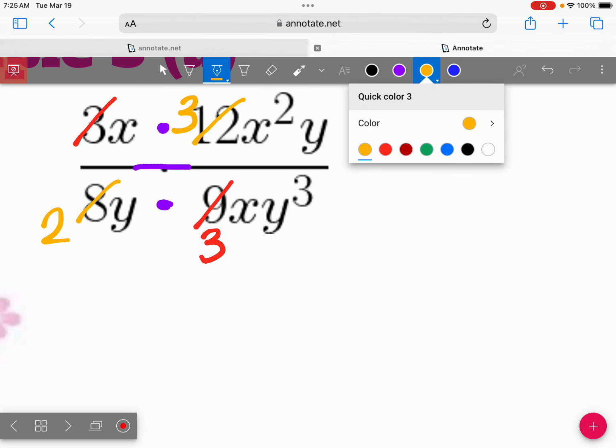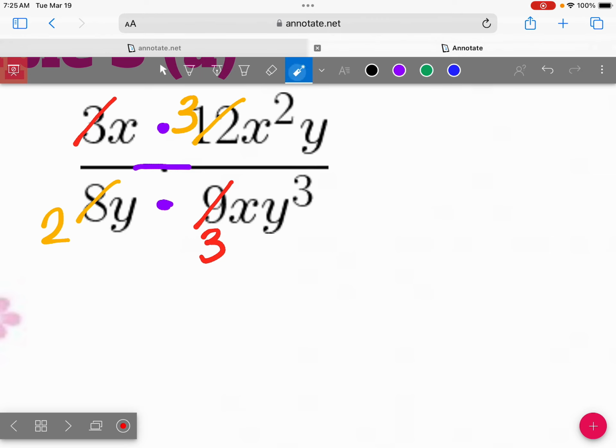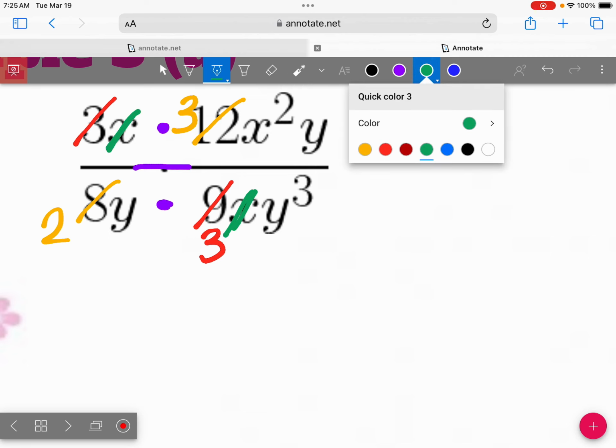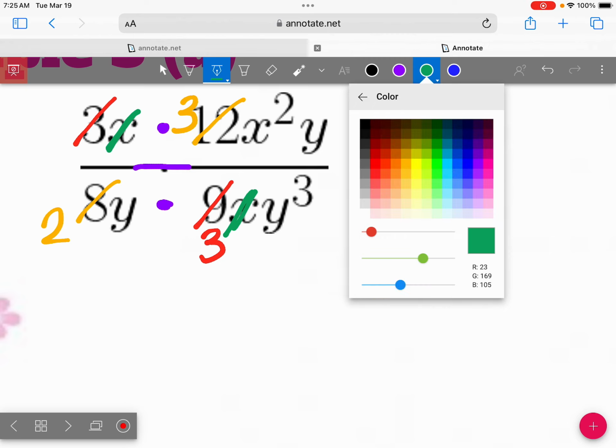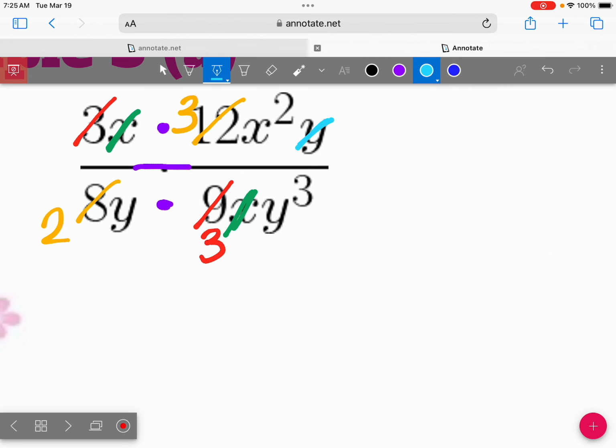Anybody see anything else we can get rid of? X squared. Yeah, I'm going to go with just x here and just x here. So I've got a just x here and a just x here. And then I see the y. I can do that one too. I'm going to take that one and that one. And now it's getting really crossy-outy.